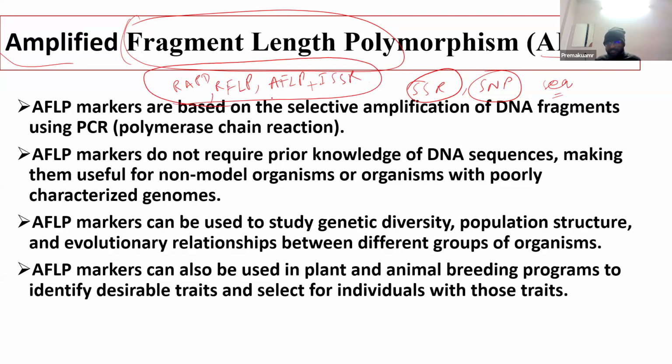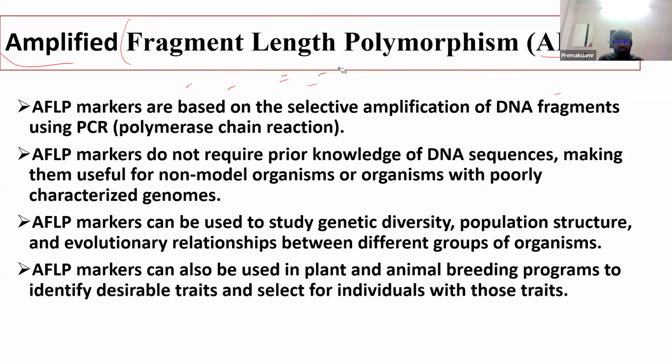These are the marker systems where we don't need any sequence. You just randomly design any primer or you just randomly treat restriction enzymes, and either based on fragment length or based on presence or absence, we will be able to differentiate the individuals. Means for AFLP, no need of any sequence information. This point you should remember. If someone asks you whether AFLP is a sequence-based marker, or whether prior sequence information is needed, you say no. There is no need of sequence information.